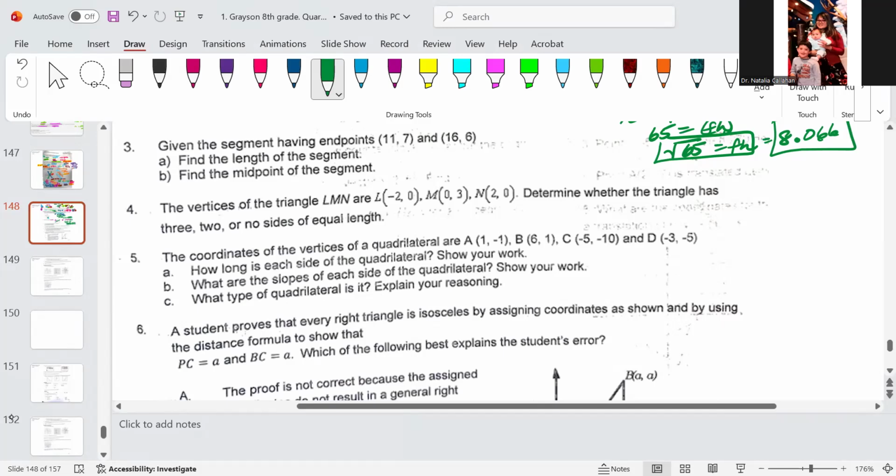You ready for the next one? You ready? Are you ready? Yeah. Number 3, go ahead.